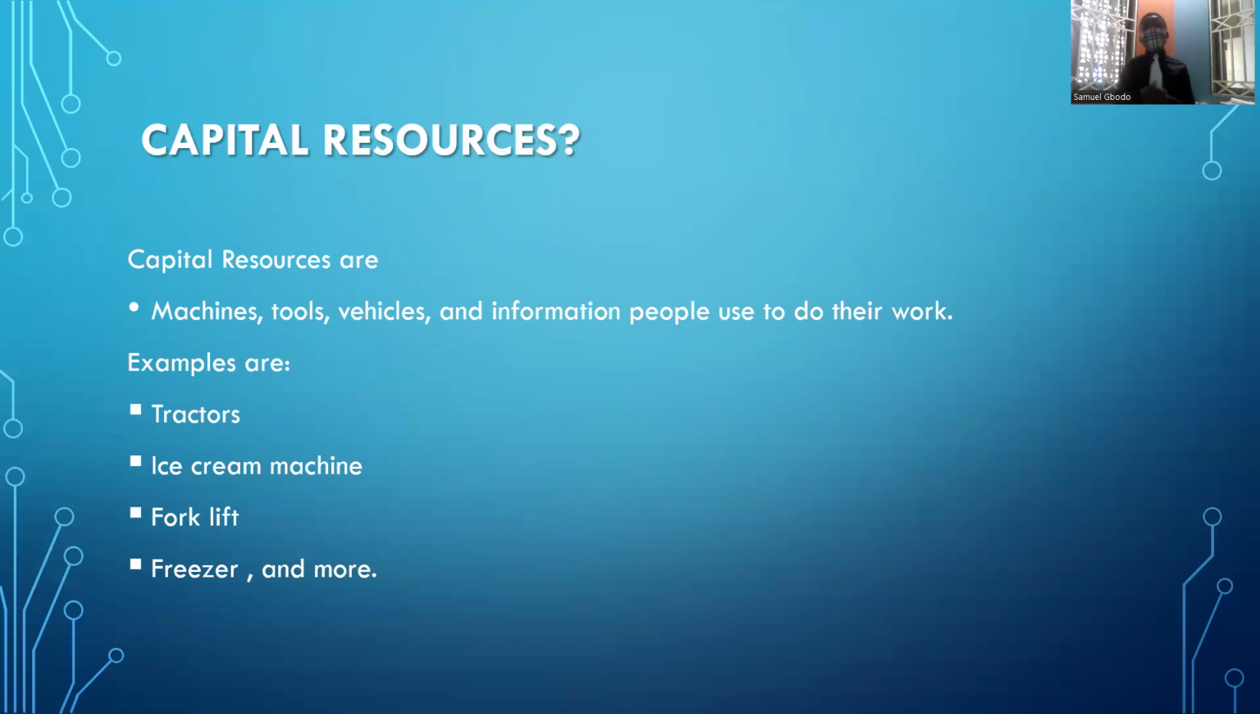Capital resources. Capital resources are machines, tools, vehicles, and information people use to do their work. Examples are tractors, ice cream machine, forklift, freezer, and more.